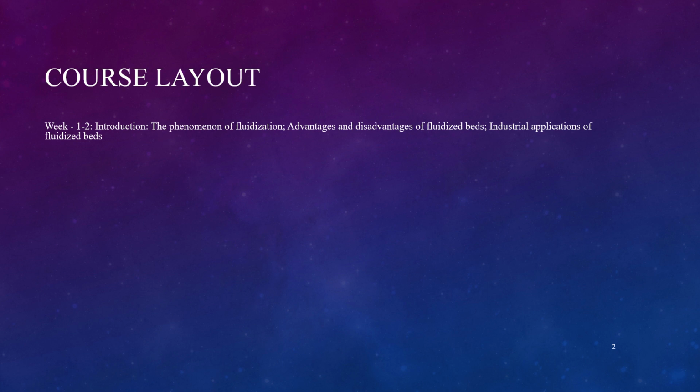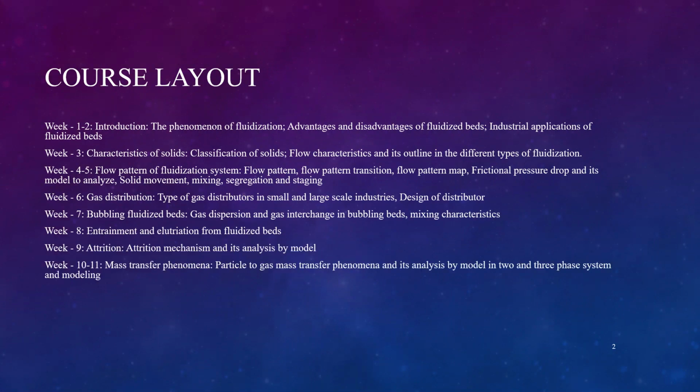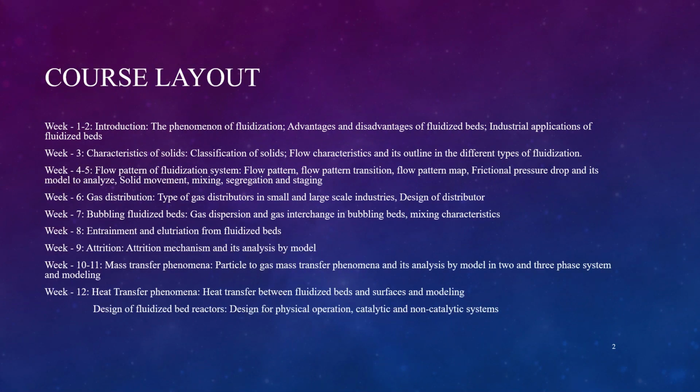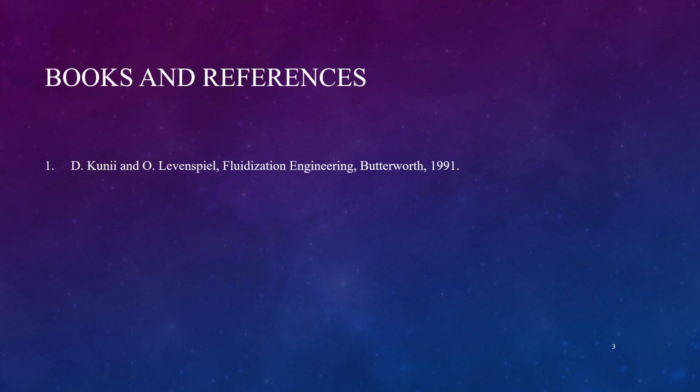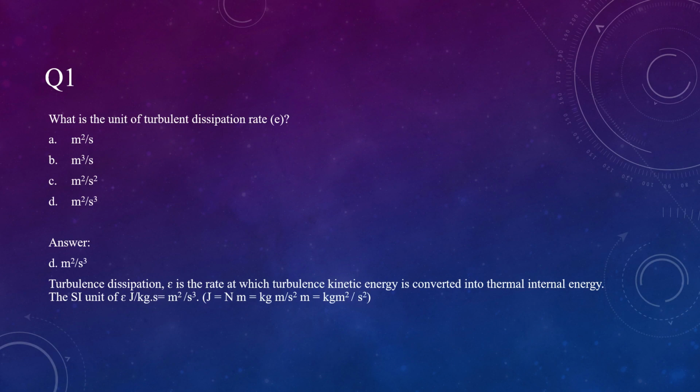So in today's session, we saw what all the contents available for the pro course are, and what we have seen till now, up to bubbling fluidized bed, and we saw the reference books. Then we saw the unit of dissipation rate, Taylor dissipation rate, and how we found it to be the rate at which turbulence kinetic energy is getting converted into thermal internal energy. So the unit is joules per kg second, and on converting into simpler units we obtain it as meter square per second cube.